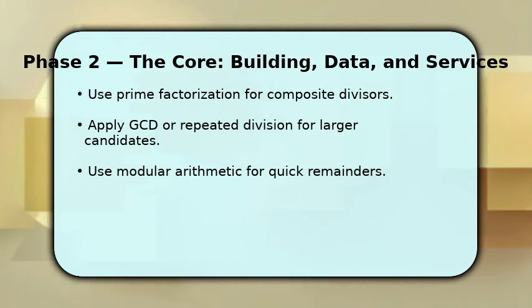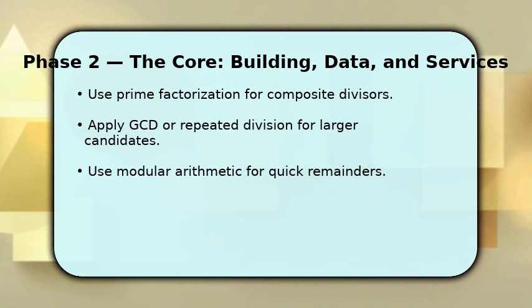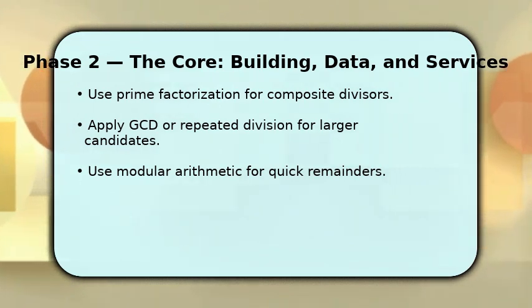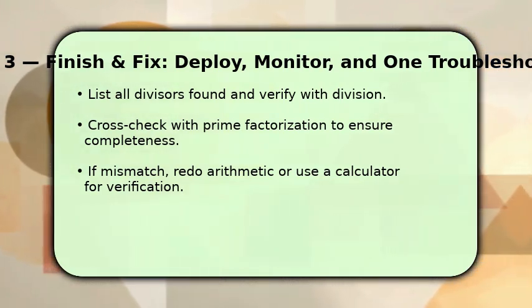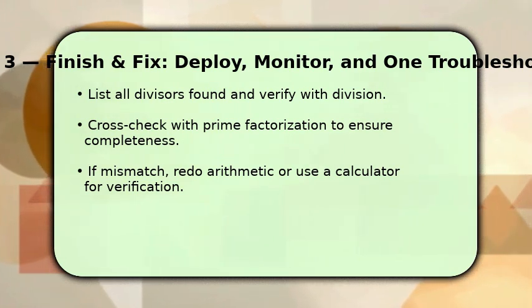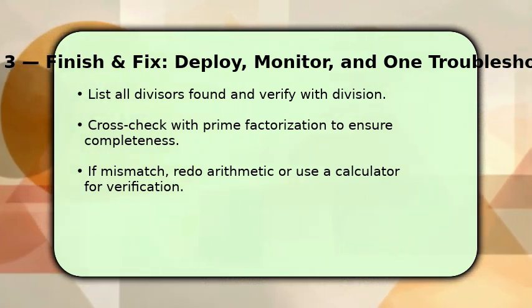Once done, use simple modular arithmetic to get remainders faster instead of full long division and reduce composite checks into prime checks. These methods narrow possibilities and explain why certain divisors must or cannot work. To finish, write out every divisor you found and confirm each by performing the division to see a 0 remainder. Then reconstruct the number from its prime factors to ensure you didn't miss a divisor.